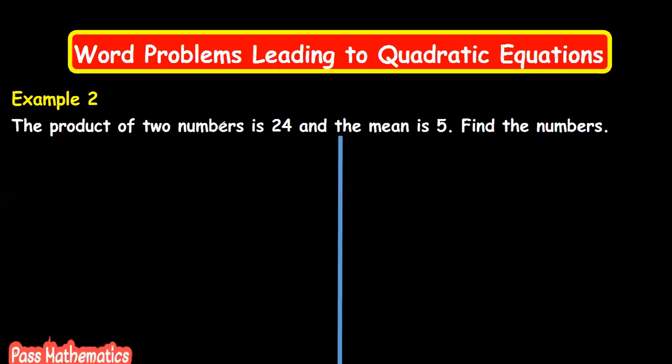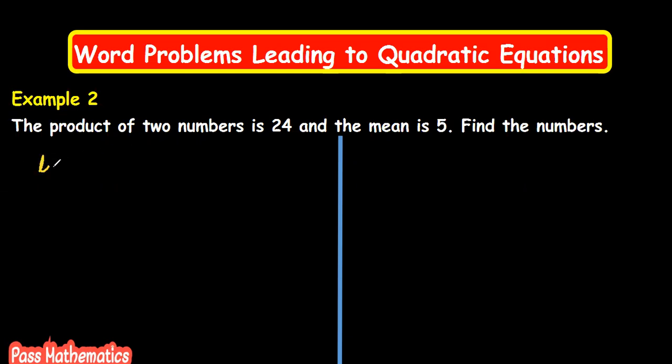The second example says the product of two numbers is 24 and the mean is 5. Find the numbers. The product of two numbers is 24. So we are going to use the second method here. So let's go. We are going to select those numbers be x and y.